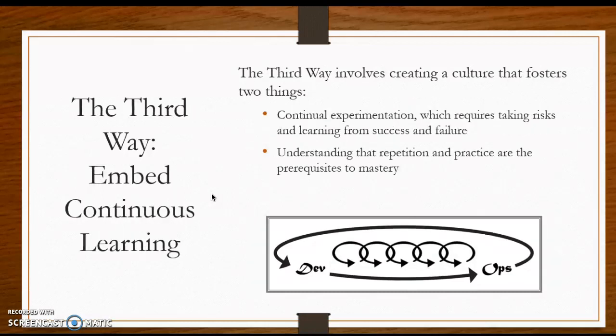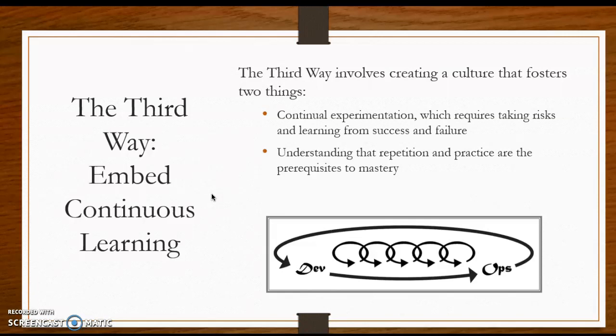And the third way, as I said first, has two main points. It's continual experimentation, which requires taking risk and learning from success and failure, and understanding that repetition and practice are the prerequisites to mastery. So basically, it's about trying until there's a really good product. The point is to give a quality product to the customer in the minimal time possible.